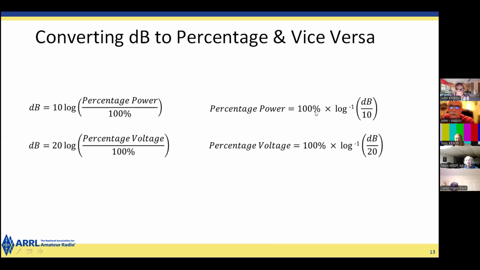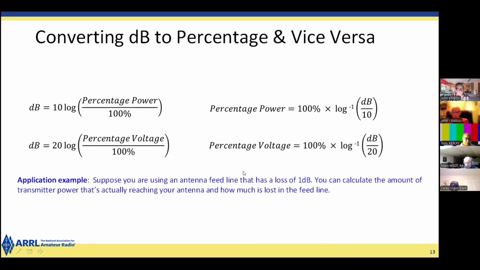So what are they trying to tell us here? Percentage power is 100% times the inverse log of dB over 10, or percentage voltage, which I don't know who would want that, is inverse log of dB over 20. But this first one, percentage power, 100% times inverse log of dB over 10, will be on your test in some form or another.